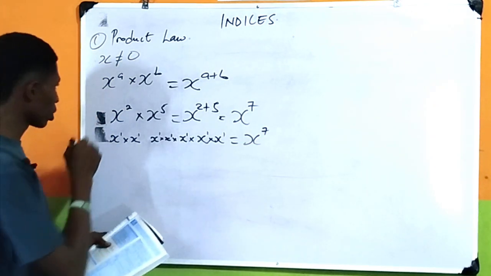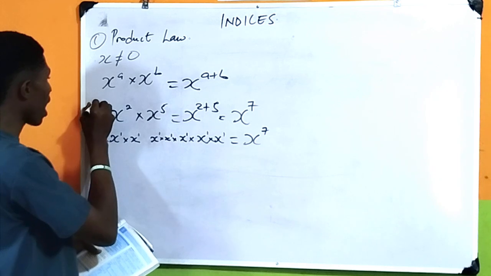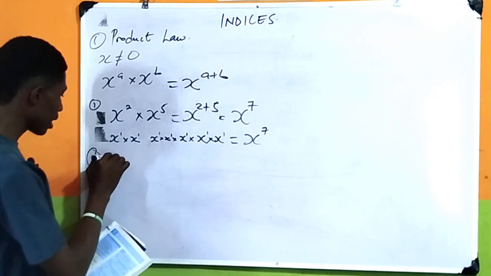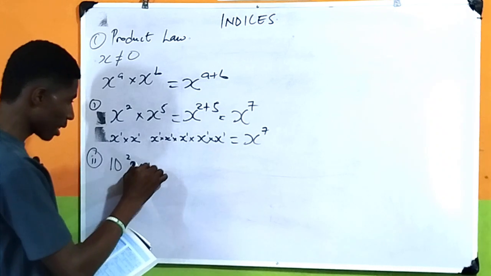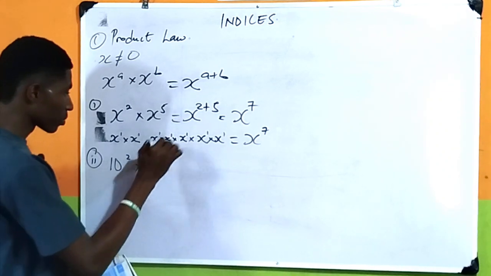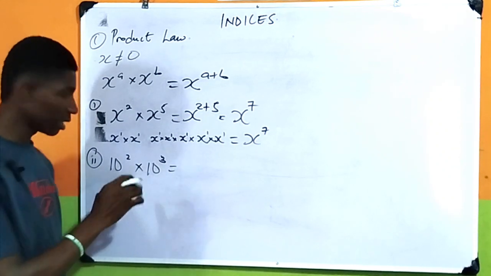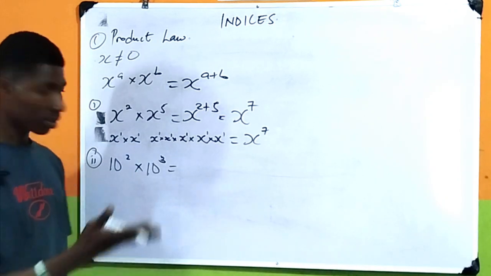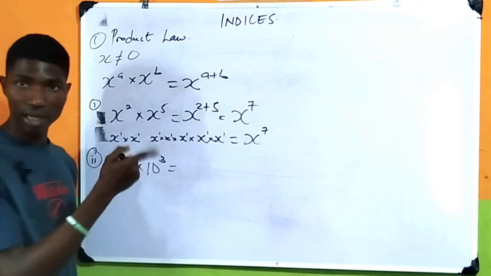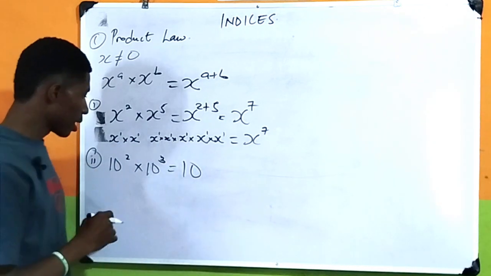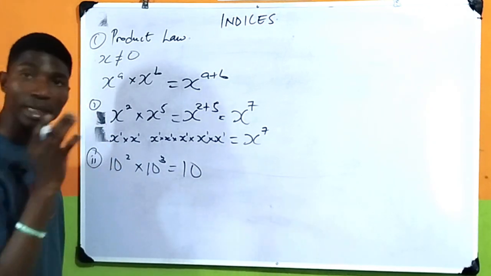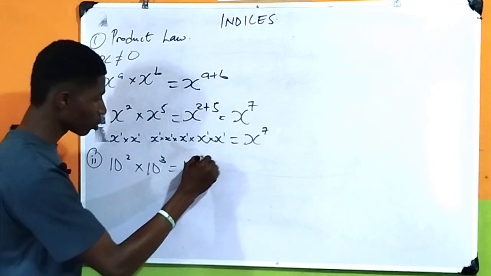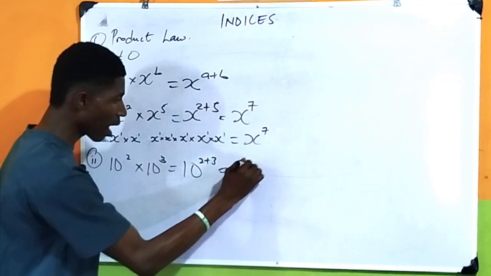Then let's take another illustration. Example I. We have 10 power 2 times 10 power 3. Now, what is the base here? The base in this equation is 10. Are the bases the same? Yes. 10, 10. 10 squared times 10 cubed. Then what are we going to do next? Is to sum up the powers. So 2 plus 3, which is equal to what? 10 power 5.